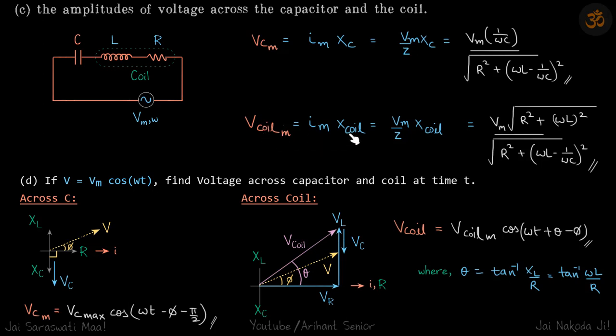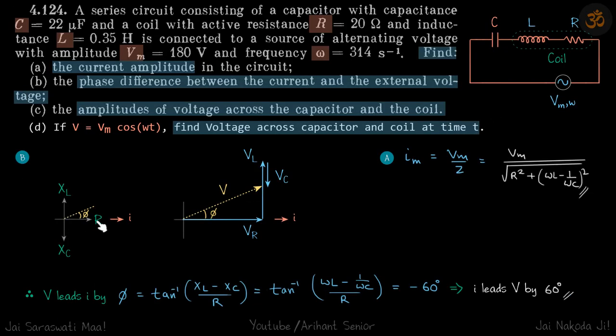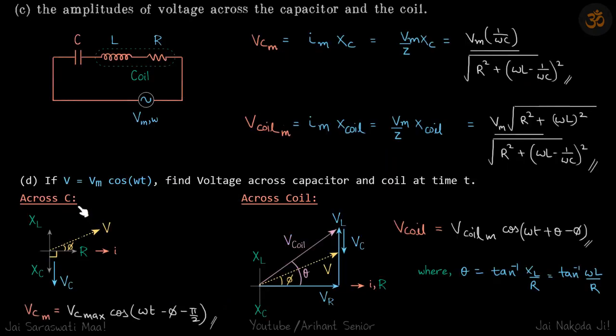Similarly, maximum voltage across coil, so that will be Vm into X coil upon Z. Now reactance of coil will be root of R square plus XL square, because XL and R are perpendicular to each other. So X coil will be root of R square plus omega L square divided by total impedance, which will be this.